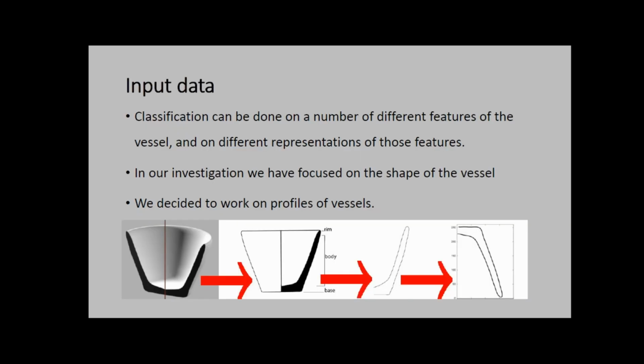Okay, so classification can be done on a number of different features of the vessel. Like I said, it can also be done on different representations of those features. In computer sciences, even if we have one feature of the pot, we can represent it in several ways. In our investigation, we have focused on the shape, as this is one of the most informative features of vessels that allows us to analyze everything else, like its function or where it came from.